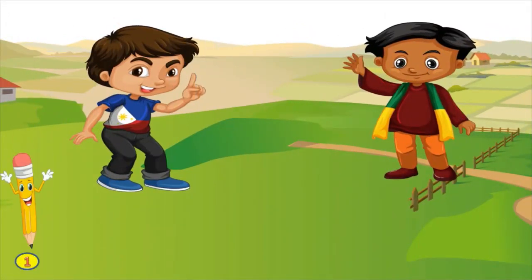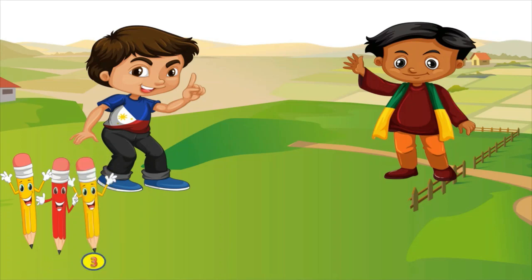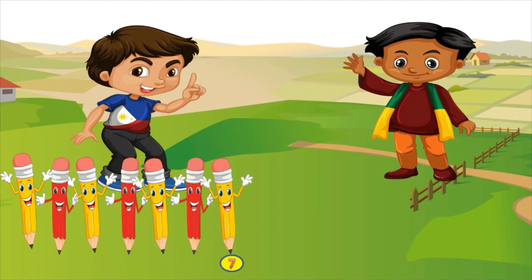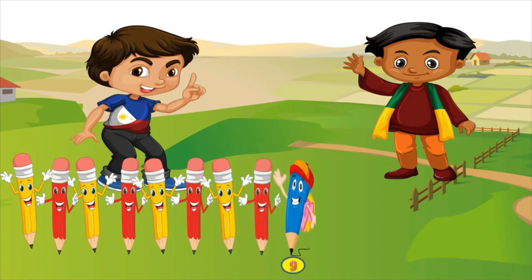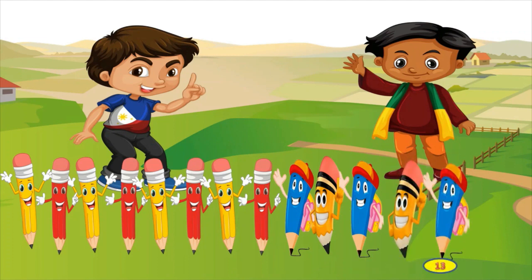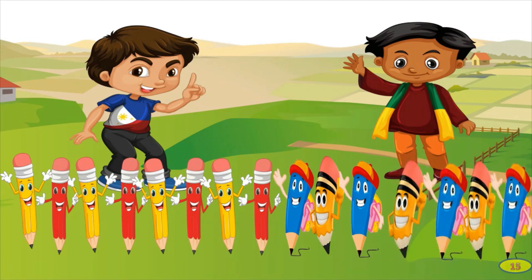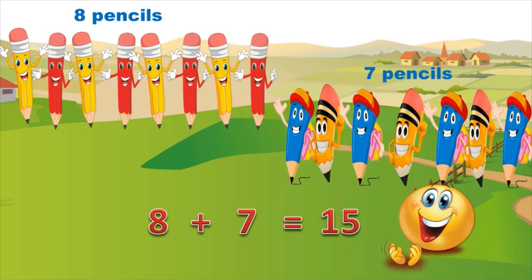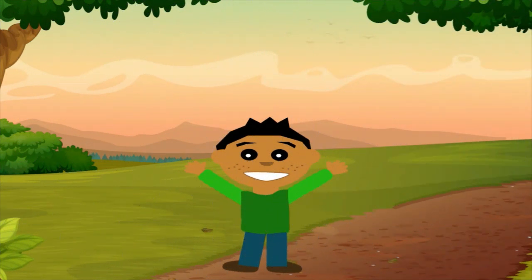Start from Rahul. 1, 2, 3, 4, 5, 6, 7, 8, 9, 10, 11, 12, 13, 14, 15. So there are 15 pencils altogether. In other words, 8 plus 7 equals 15. Okay, that problem was kind of easy to solve, isn't it?